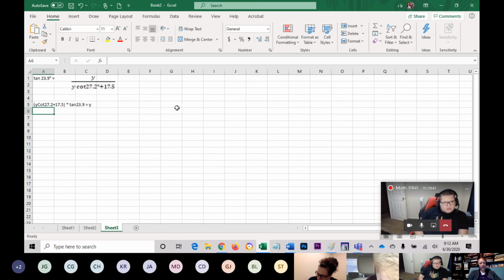Let's see. We kind of have y on one side. We got y on both sides. We need to get it on one side. Right. This really tests your algebra skills.